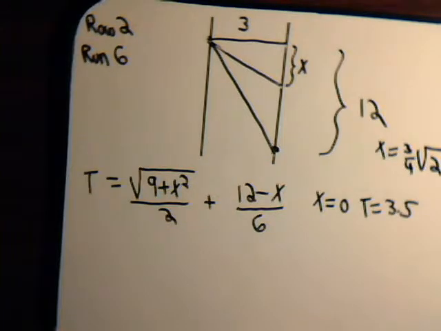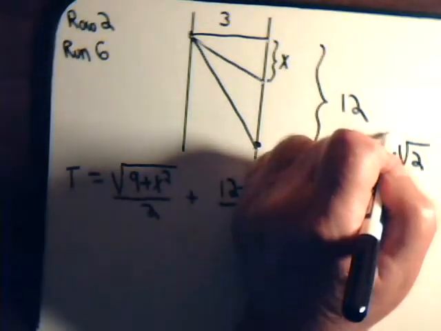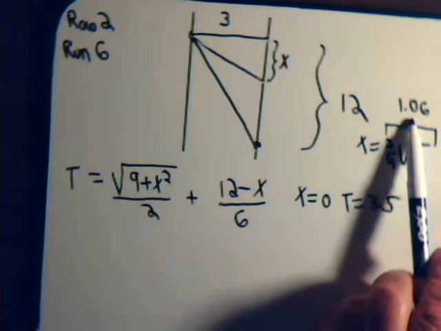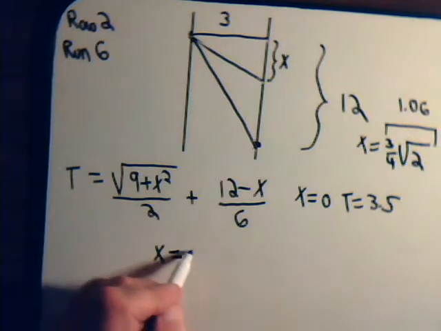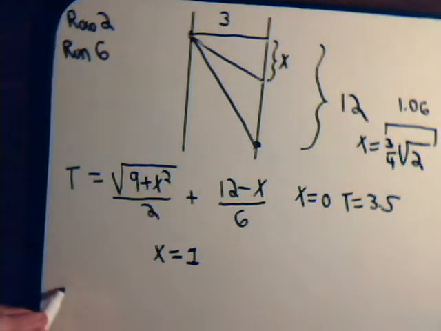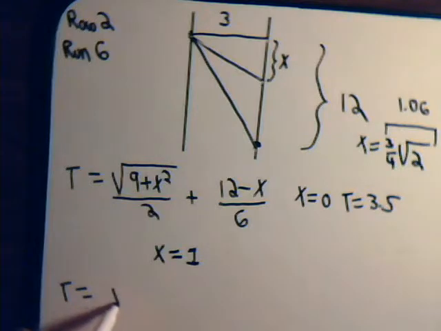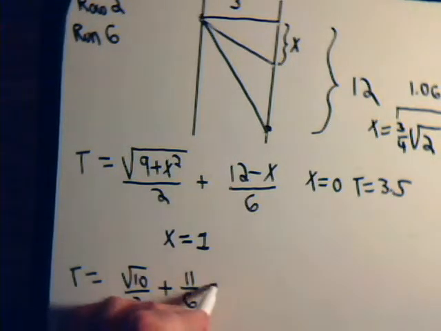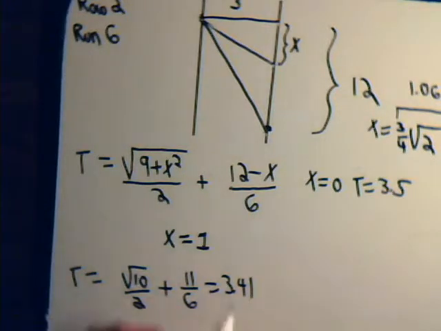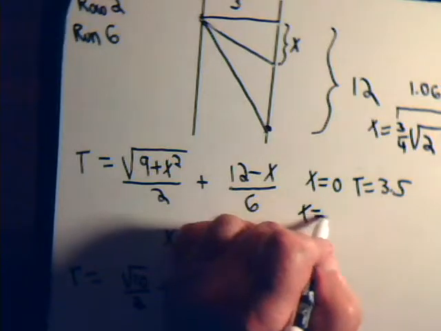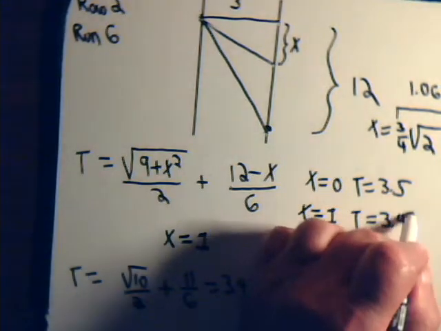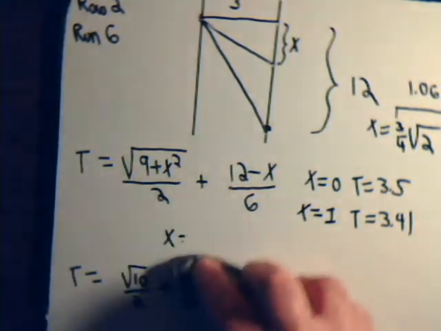Now here we have 3/4 times the square root of 2 for our critical value of x. This expression is very close to 1. It's like 1.06. So we're just going to round off our critical value to 1. So for the critical point, when x equals 1, the time will be the square root of 10 over 2 plus 12 minus 1, which is 11, over 6. And when we do that, we get 3.41. So here, our critical value for x is very close to 1. 3/4 times the square root of 2, we have time equals 3.41.